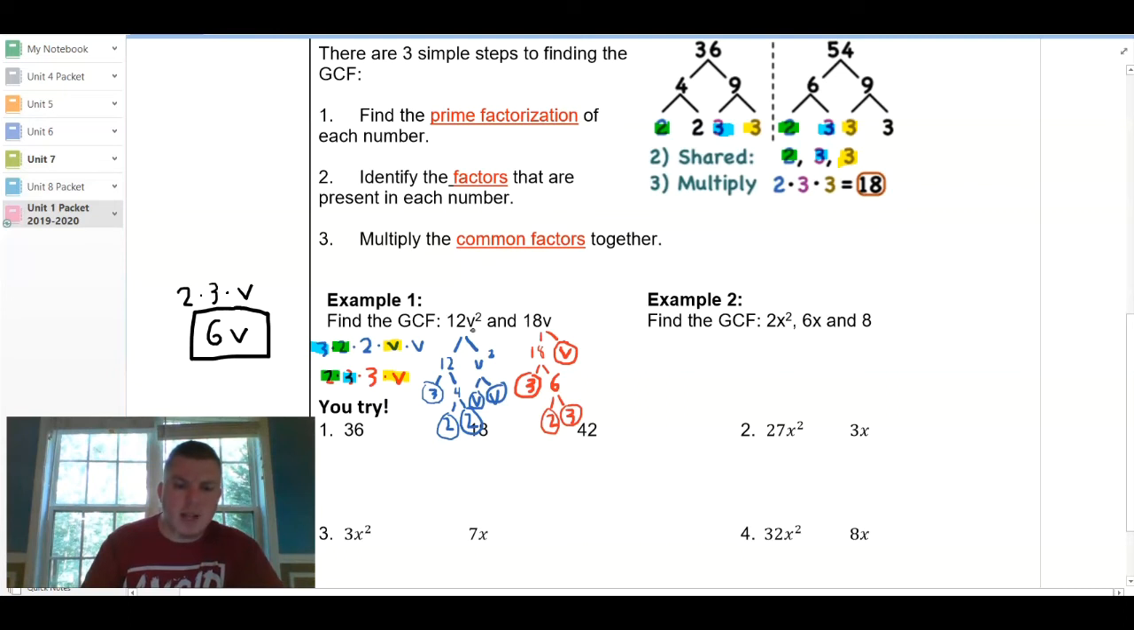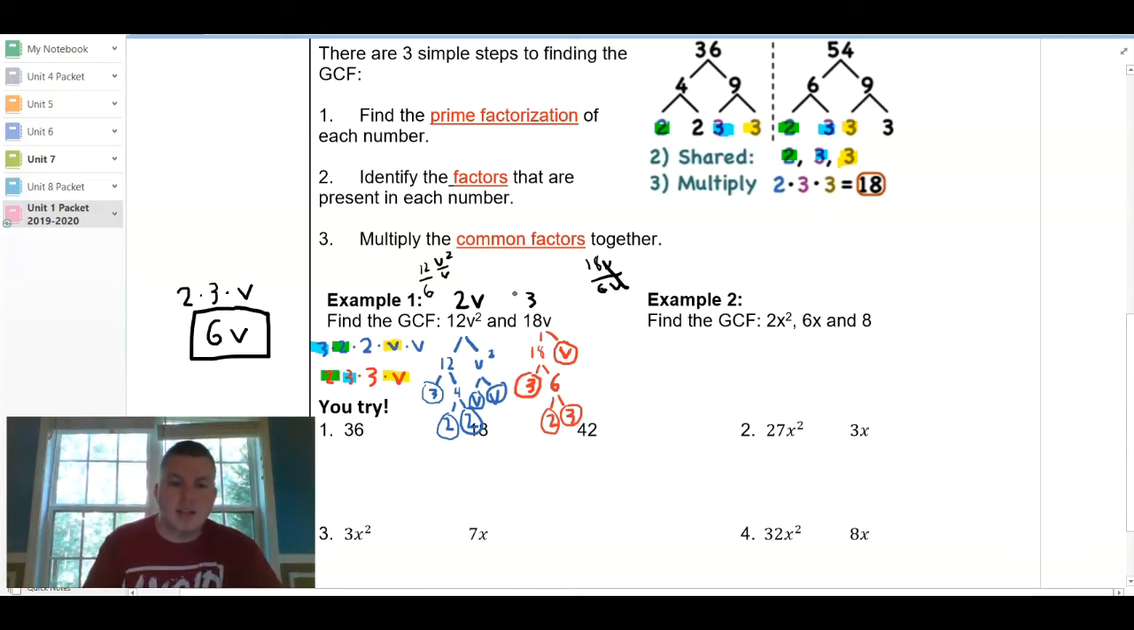So for example, when I divide 12V squared by 6V, if I do 12 divided by 6, that's going to give me a 2. And if I do V squared divided by V, I subtract the exponent, so that's just going to give me V. So I would have 2V if I divide by 6V. If I do the same thing to the 18V and divide that by 6V, that's going to give me a 3. And my V's are going to cancel out. So I would have 2V and 3.